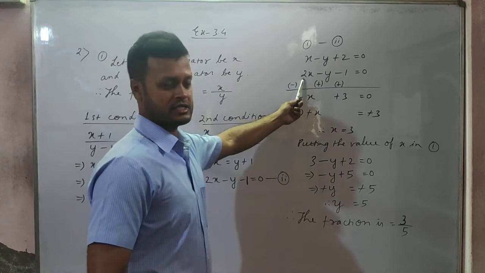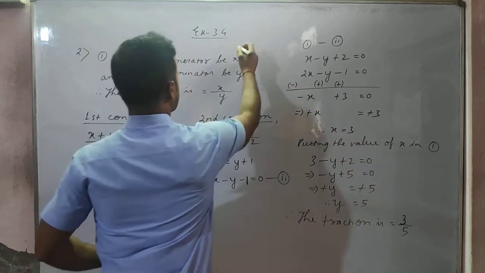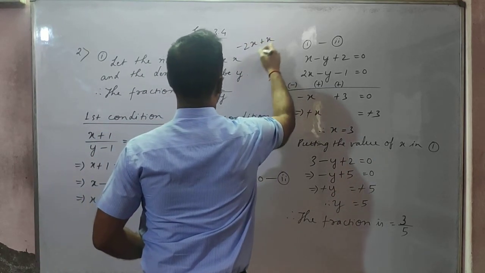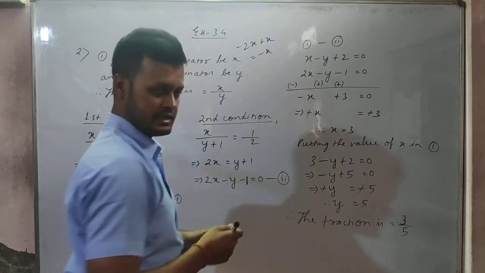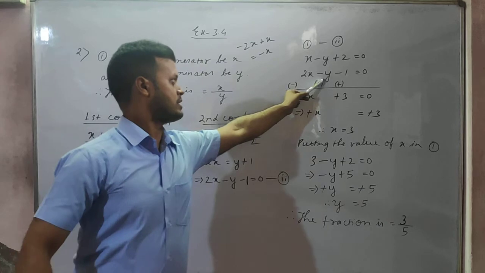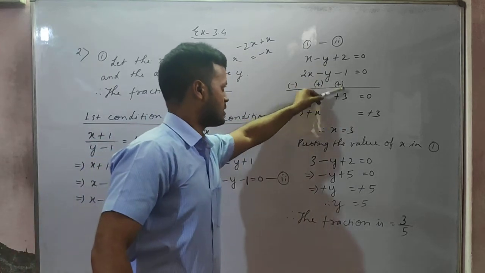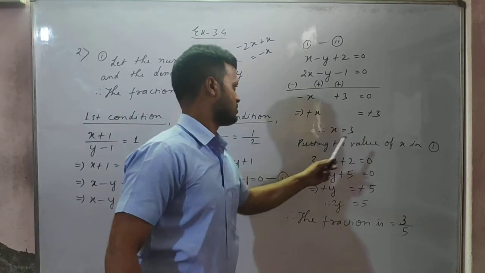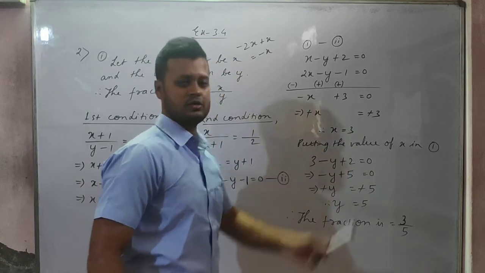So minus 2x plus x, students, will become minus x, isn't it? So here minus x, and this plus y and this minus y cancel. 2 plus 1 will become 3. 3 you take to the right hand side will become minus 3, minus minus cancel, x equal to 3.